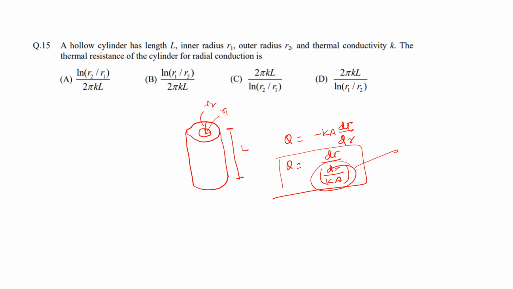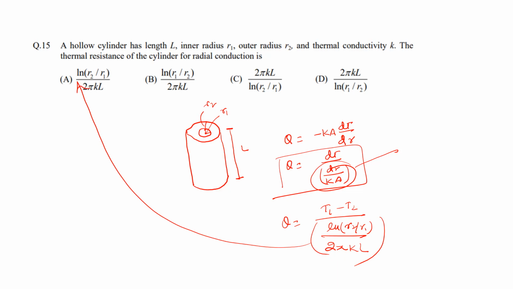So this thermal resistance in the case of a cylinder, with the temperature difference T1 minus T2, is ln(R2 by R1) by 2 pi K L. So this is the expression, and it matches with option A.